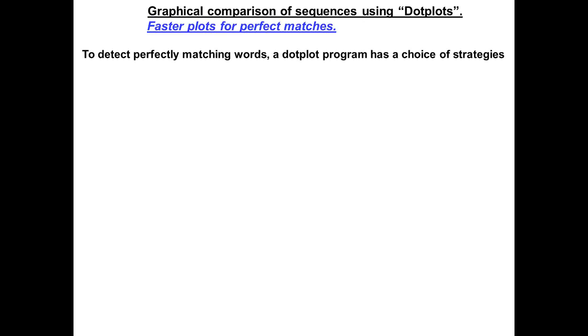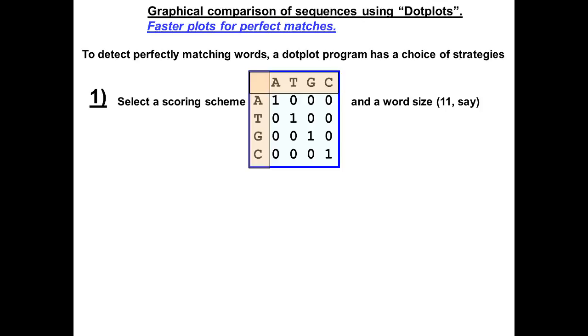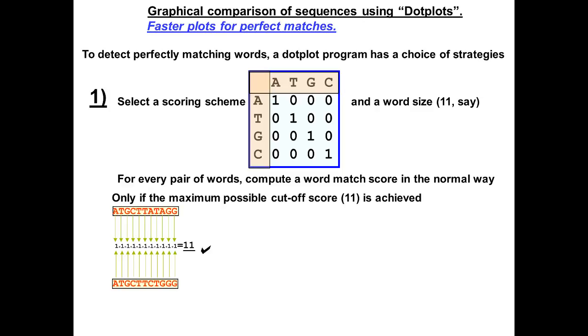Particularly when comparing very long DNA sequences, or using a computer built in 1985, it is useful to speed things up. The most common strategy to make things faster is to instruct the software to regard only perfectly matching words as significant. Having accepted this compromise, the software has new options. It could proceed as previously described, with a scoring scheme and a word size, and a cut-off value that is the maximum possible. This works, but there's no gain in speed.